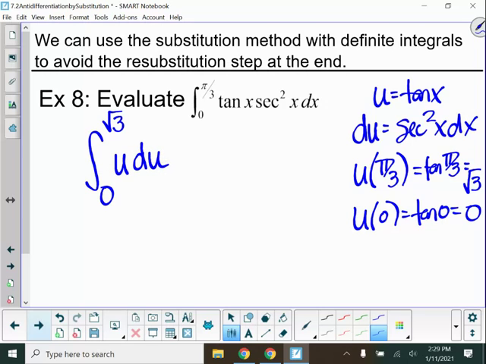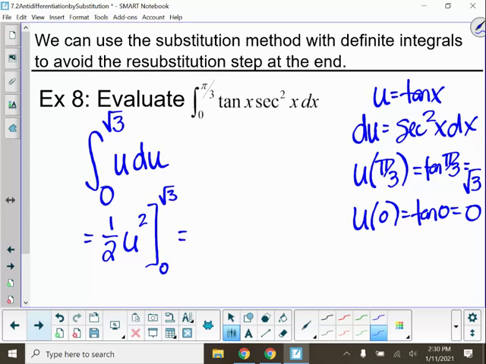And again, my tangent becomes the u, the secant squared x dx is going to become the du, and then I do my integral. So the integral of u is 1/2 u to the second power, and I'm evaluating that from 0 to square root of 3.